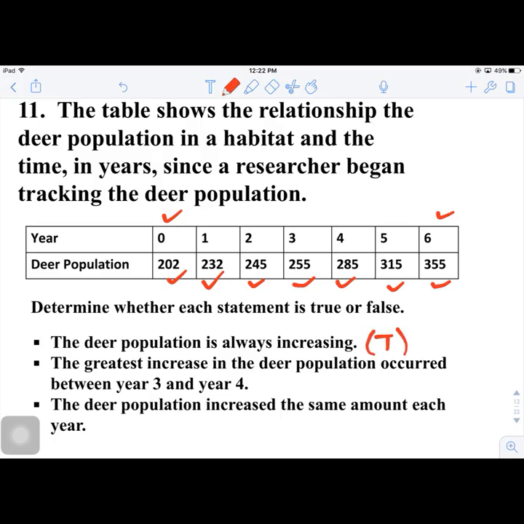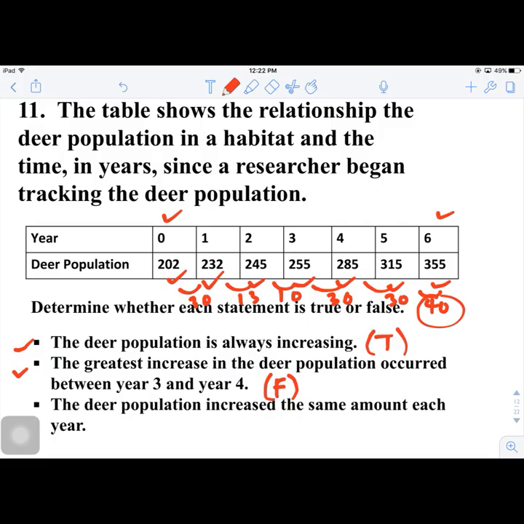Everything is going up. Next, the greatest increase in the deer population occurred between year 3 and 4. So in year 3 to 4, there is a jump of 30. But if you actually look at everything, that's a 30, 13, 10, 30, and then 30, 40. So each one of them has a different jump, and it looks like the greatest jump happened between year 5 and 6, which is 40. So this is actually a false statement.